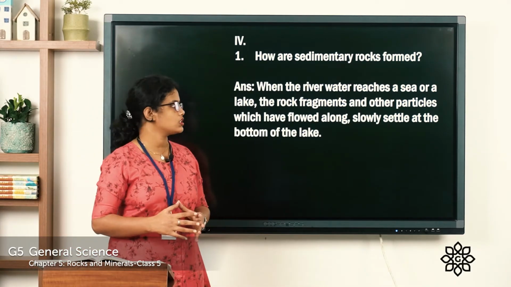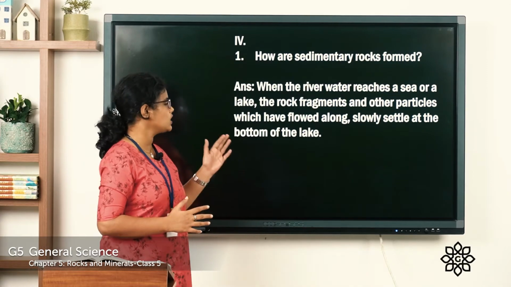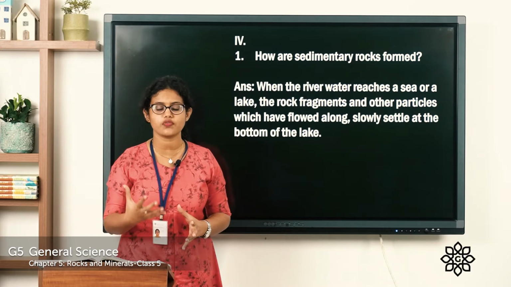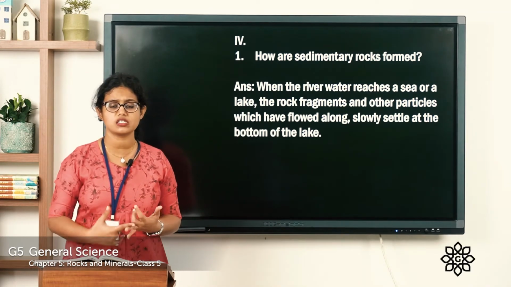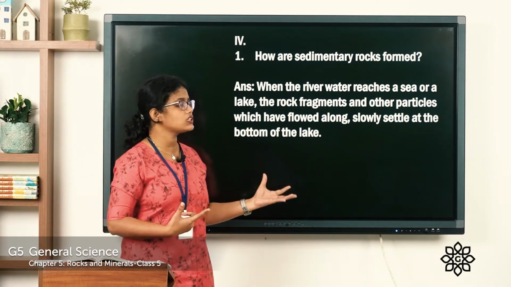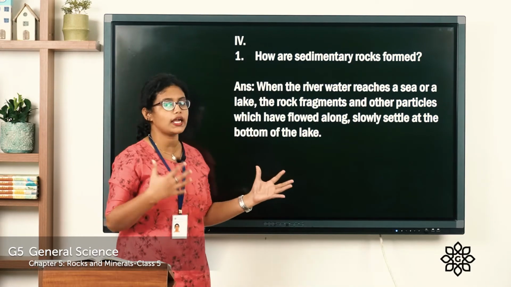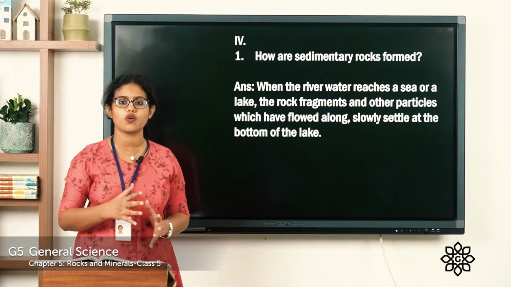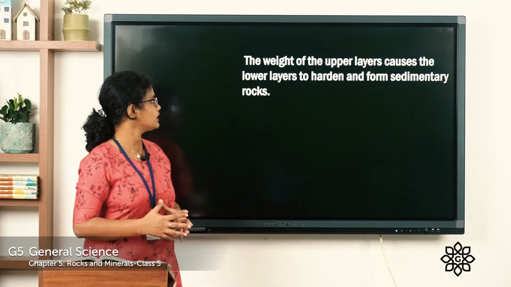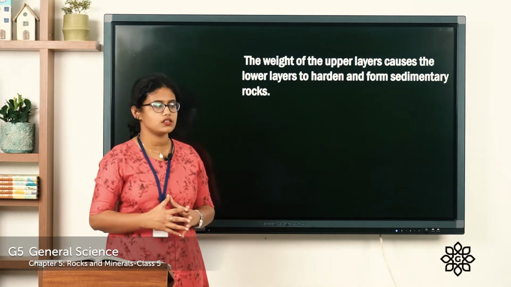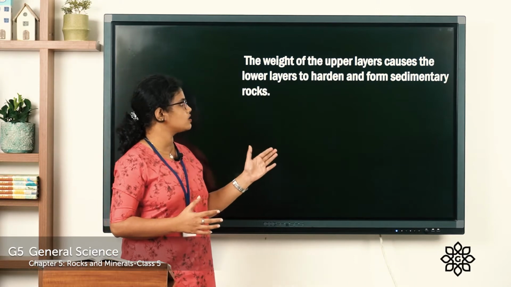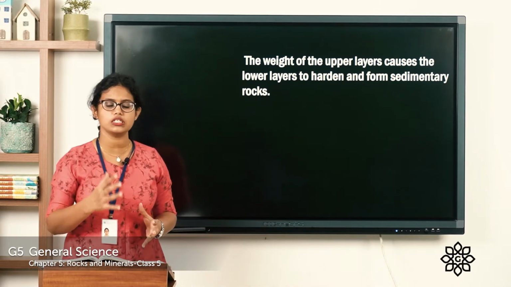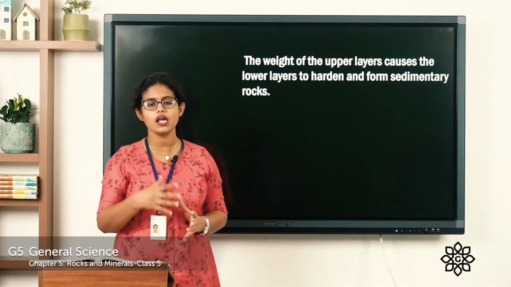When the river water reaches a sea or a lake or an ocean, the rock fragments such as sand, silt, clay and other particles which have flowed along with the river water slowly settle at the bottom of the lake. Then, the weight of the upper layers causes the lower layers to harden and form sedimentary rocks. So this is how sedimentary rocks are formed.